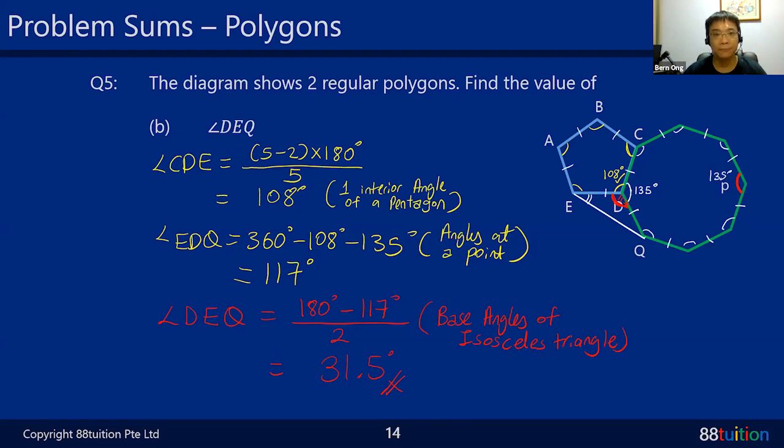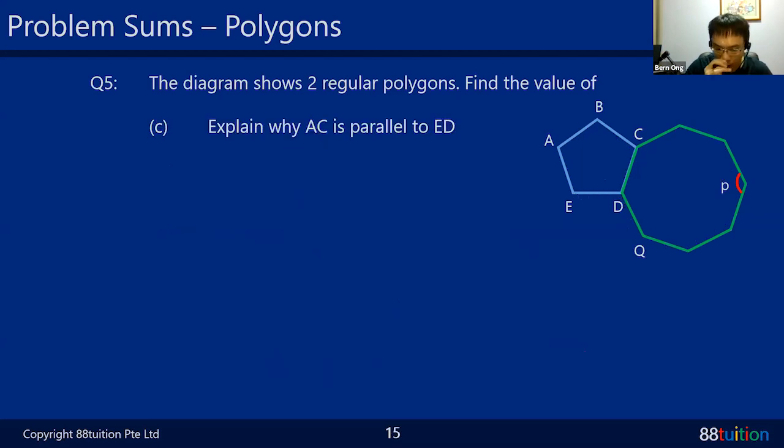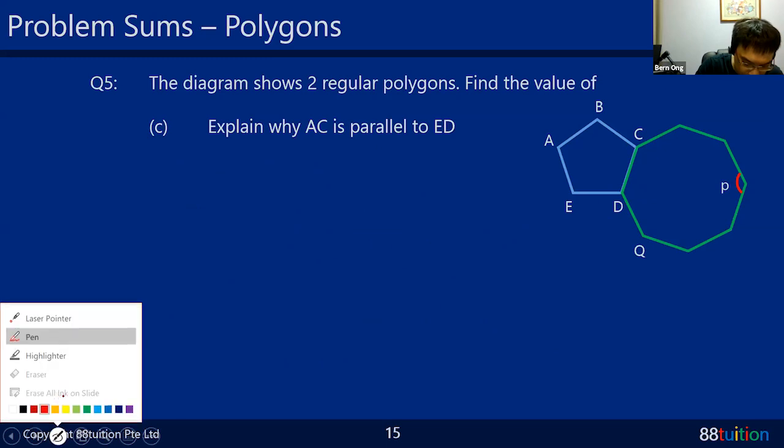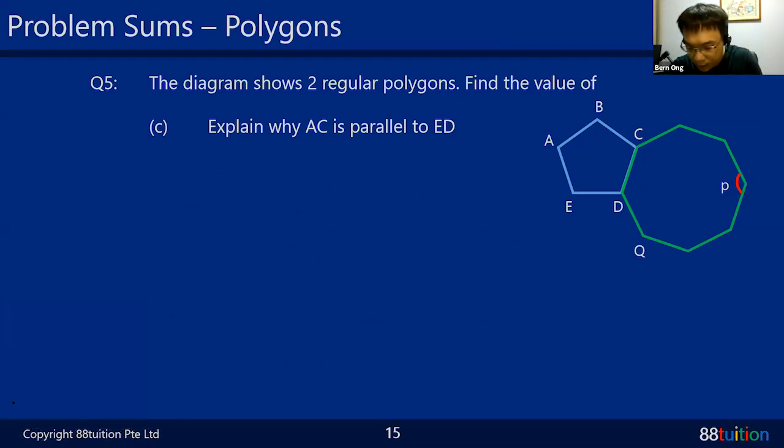Must love it. Okay, last one, last part. 5C. Explain why AC is parallel to ED. All right, so AC is down here. Let me try to draw the lines first. Sure, because they look parallel. Not true. You must show a reason. Why are these two parallel?